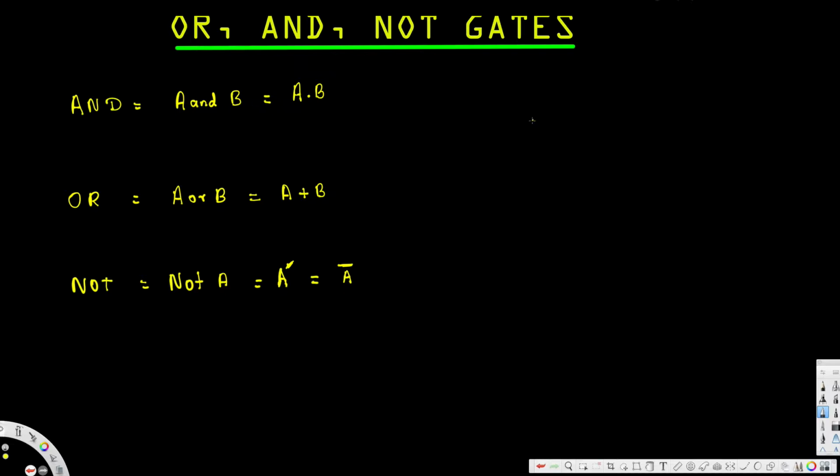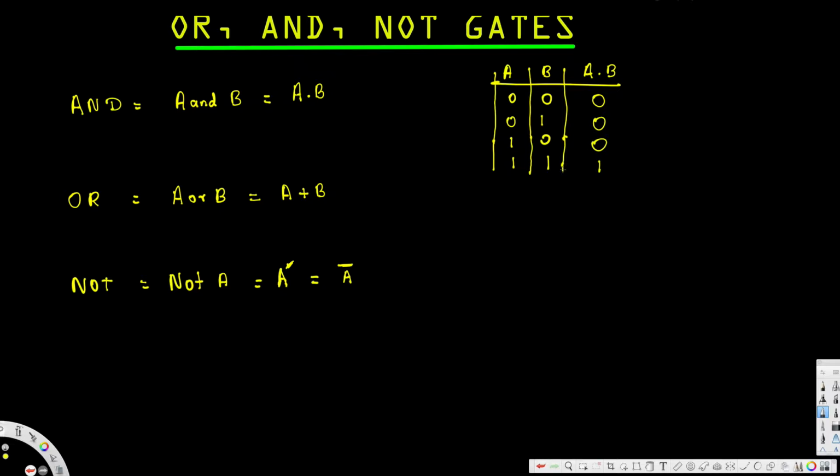AND is similar to multiplication. It works similar to multiplication. For example, if we pick A and B values, A, B, and we are going to see A dot B. Now let's put values 0 0, 0 1, 1 0, and then 1 1. The truth table works similar to multiplication. 0 times 0 is 0. 0 times 1, 0. 1 times 0, 0. 1 times 1, 1. It works like multiplication, but it's not actually multiplication, but the pattern comes like multiplication.